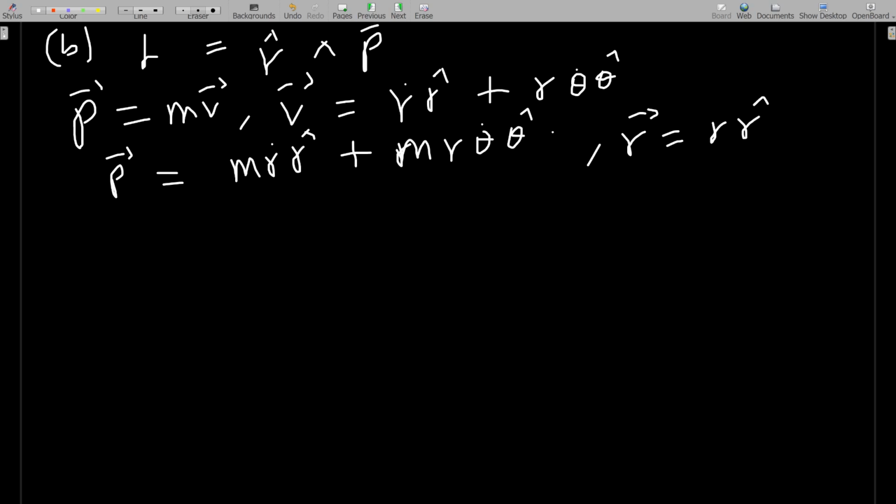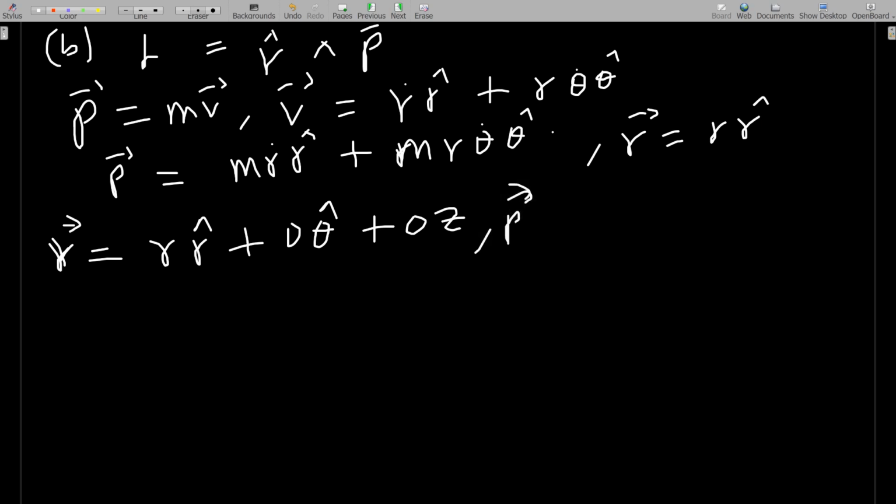So you have the r component and the theta component, but you don't have the last component. Let's call the last component z, so that we can write our r in terms of three dimensions as r r cap plus 0 theta cap plus 0 z. Then our p, that is the momentum, will be equal to m r dot r cap plus m r theta dot theta cap plus 0 z.